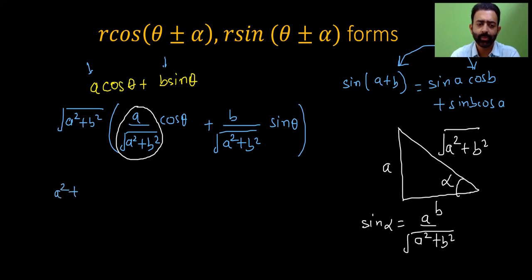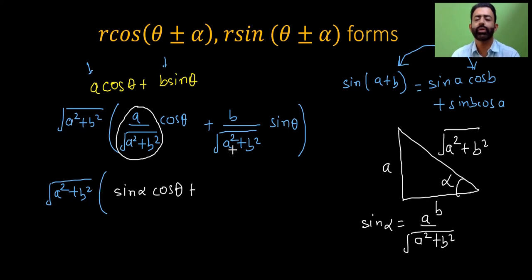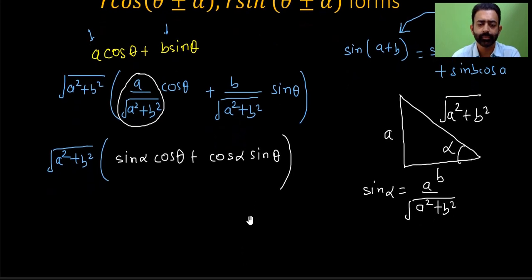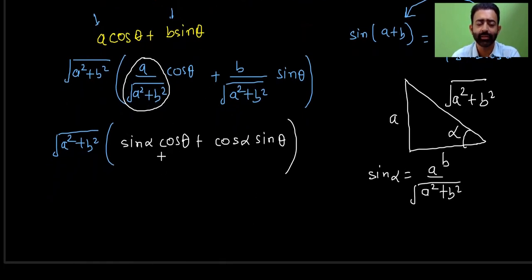So A upon the square root of A square plus B square, I can write just as sine alpha, right? Using a different color, I am writing this as sine alpha, okay, and cos theta as it is, plus B upon the square root of A square plus B square, which from this triangle will be the cosine of angle alpha. So this is cos alpha sine theta, okay. Now the moment I see sine alpha cos theta plus cos alpha sine theta, right, I can apply the formula of sine theta plus alpha.